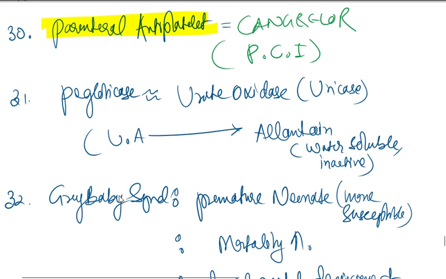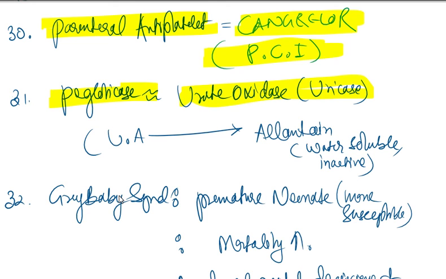Okay, next one. Parenteral antiplatelet, that is cangrelor, and this is used during PCI, percutaneous coronary intervention. Cangrelor, parenteral antiplatelet. Okay, next one. Rasburicase acts like urate oxidase or uricase. It converts uric acid into allantoin, which is water soluble and inactive.